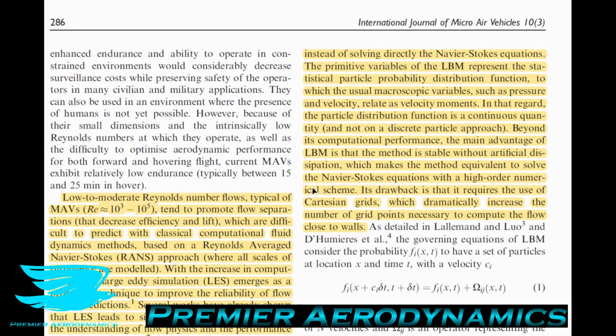The primitive variables of the LBM represent the statistical particle probability distribution function, to which the usual macroscopic variables such as pressure and velocity relate as velocity moments. In that regard, the particle distribution function is a continuous quantity and not a discrete particle approach. Beyond its computational performance, the main advantage of LBM is that the method is stable without artificial dissipation, which was one of the drawbacks for Navier-Stokes. Its drawback is that it requires the use of a Cartesian grid, which dramatically increases the number of grid points necessary to compute the flow close to the walls.